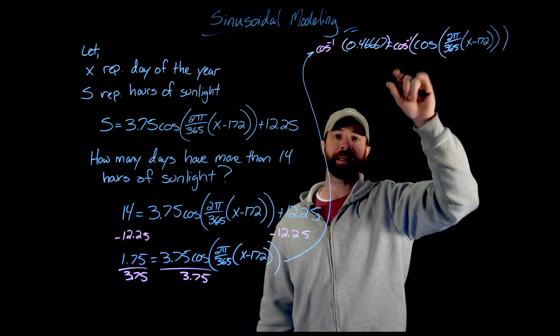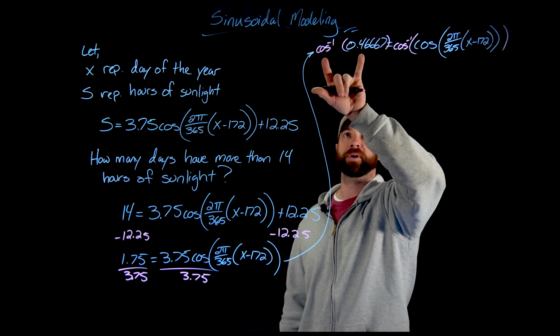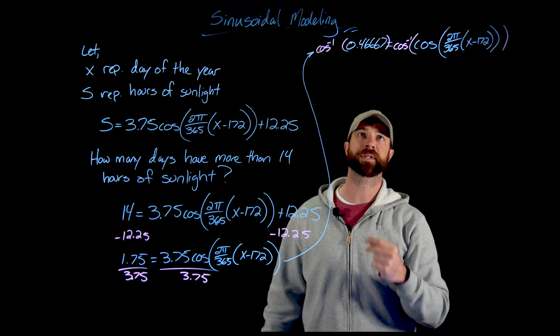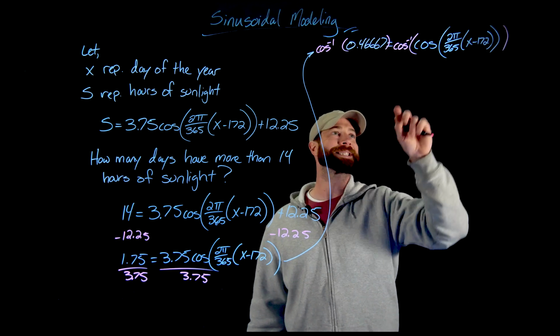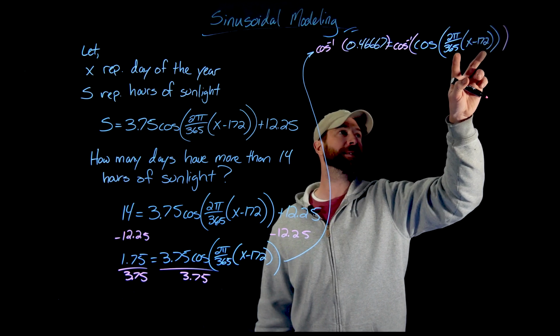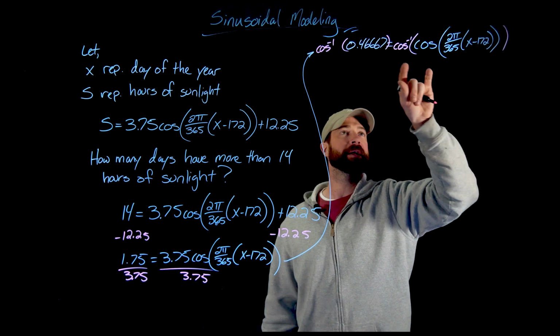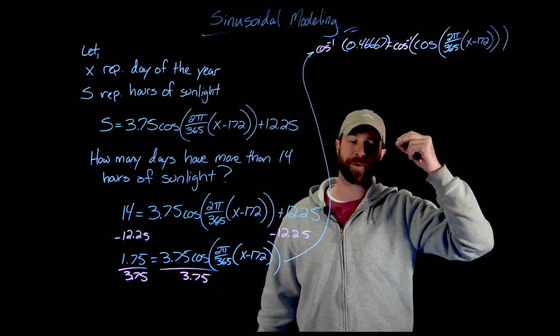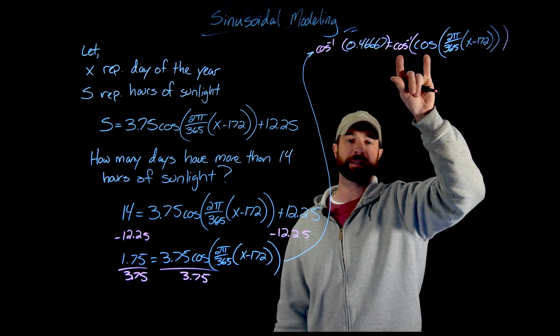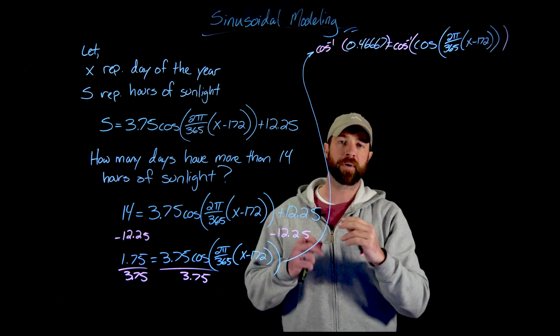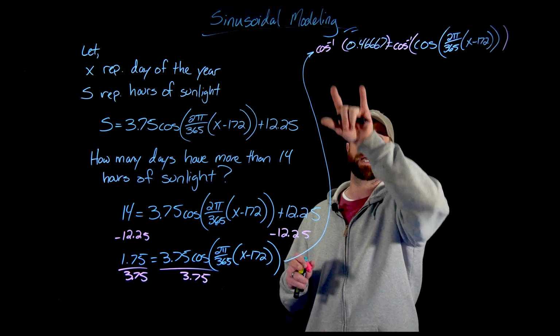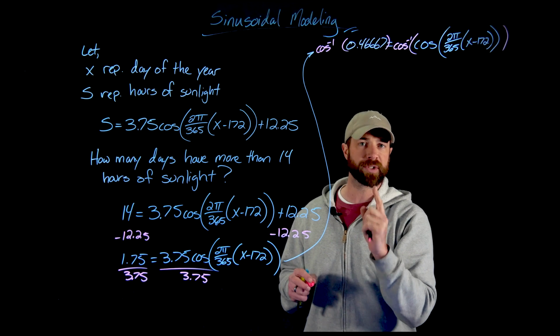So what I'm going to get in my calculator, I'm going to type in the cosine inverse of 0.4667, and I'm going to set that equal to this stuff that was inside the cosine. Because again, the whole purpose of the cosine inverse is to cancel out the cosine here. Though when I plug cosine inverse into my calculator and do this work, I'm going to get one solution.